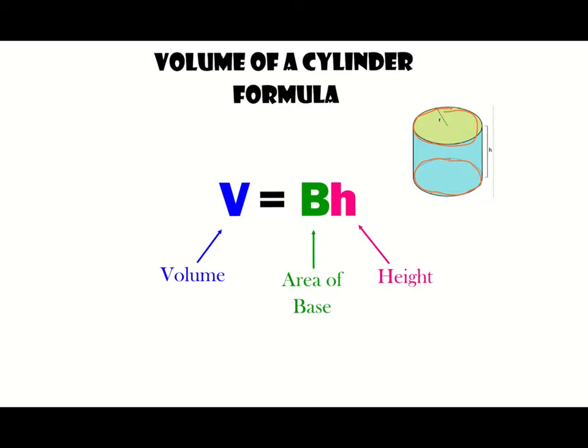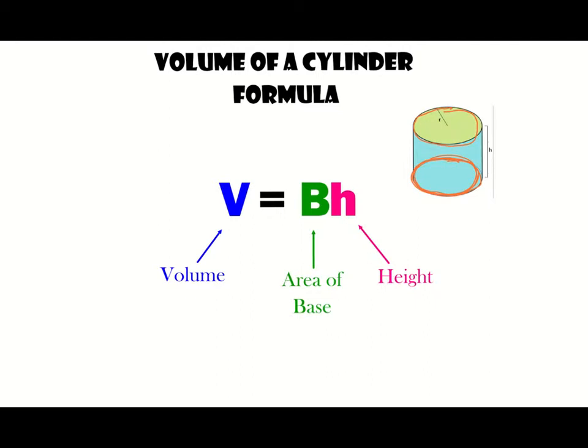What we want to figure out is how many are in that bottom layer, and this bottom layer or base is a circle. So the formula for volume of a cylinder is volume equals base times height. This is something you're going to want to copy down, and this is the formula that you will see on the 7th grade MCA sheet as well.